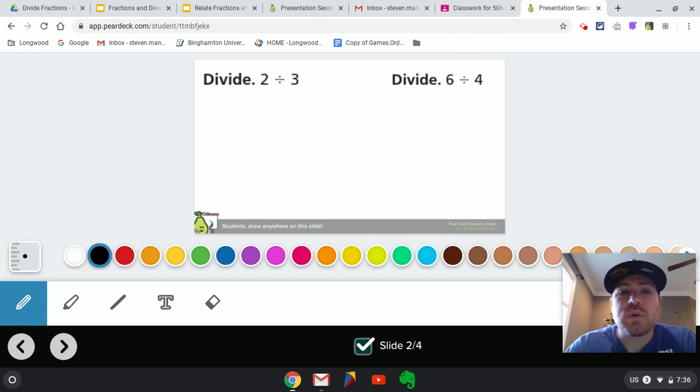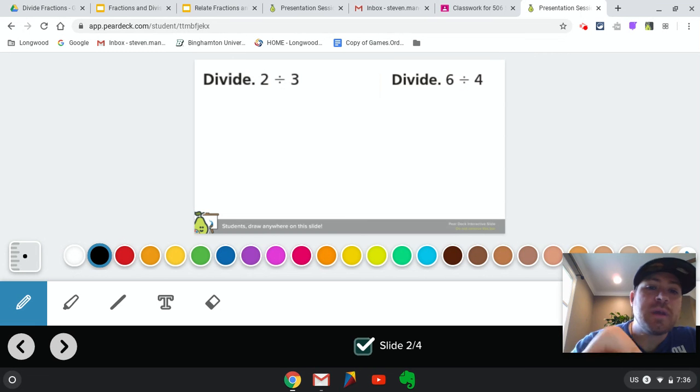So if we look at the first one, we're saying 2 divided by 3, right? We're not changing the order. Division has an order to it. So that means the number 2 can be broken up into 3 even groups, right? So we have our dividend of 2, and we're breaking it up into 3 even groups.